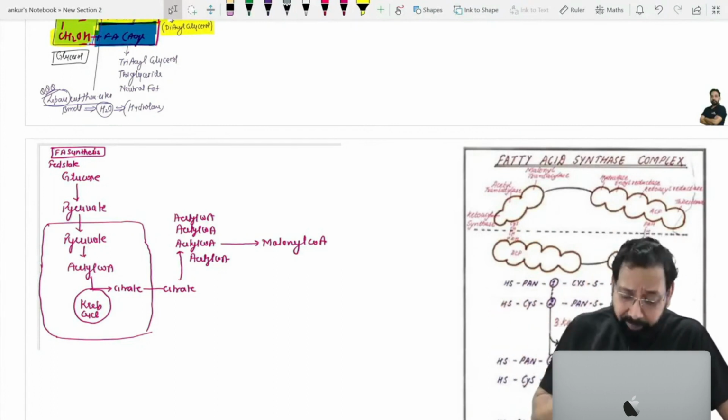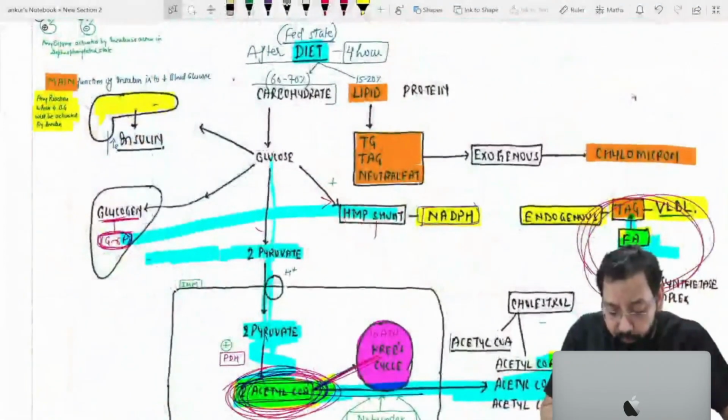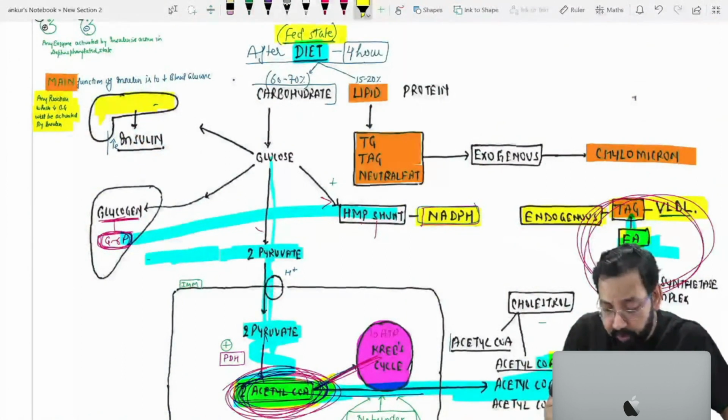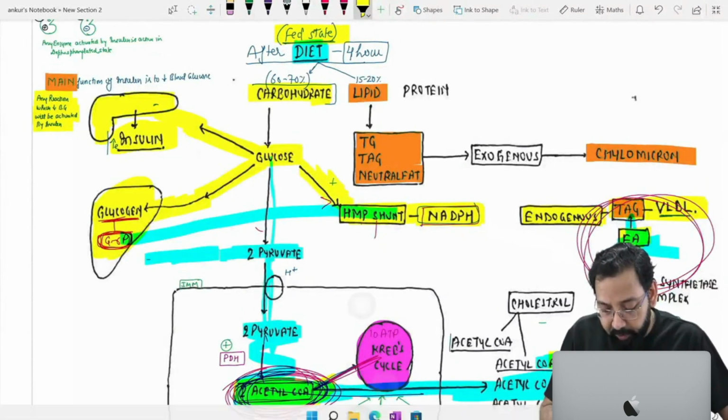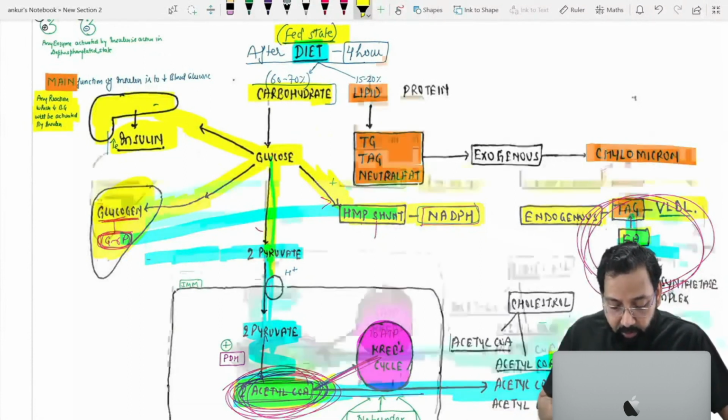HMP shunt. You must know this, the same pathway which we have discussed earlier, but I will point it out again. After taking food in the fed state, blood glucose increased, and that increased glucose will be diverted toward glycogen synthesis and the HMP shunt to produce NADPH. This glucose will go to the pancreas and release insulin. Insulin will activate glycogen synthesis, the HMP shunt, and glycolysis.